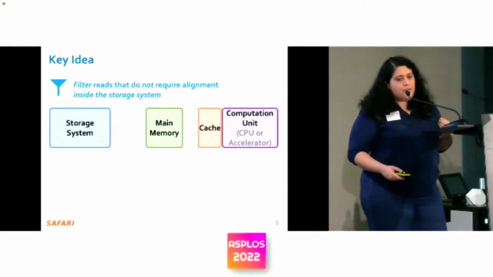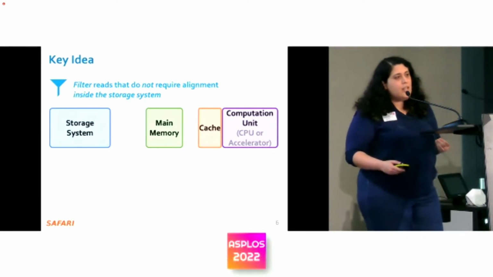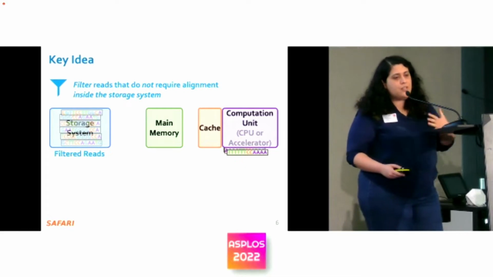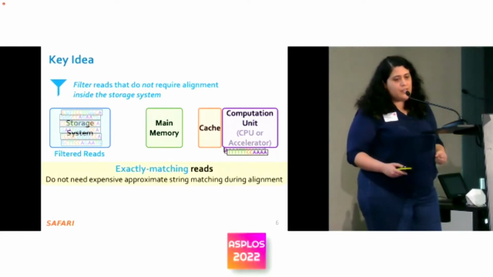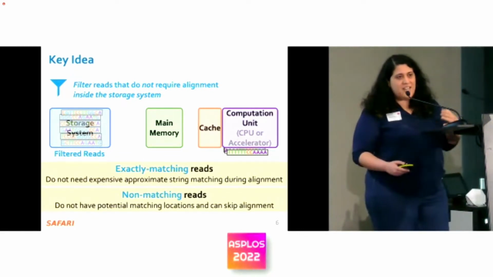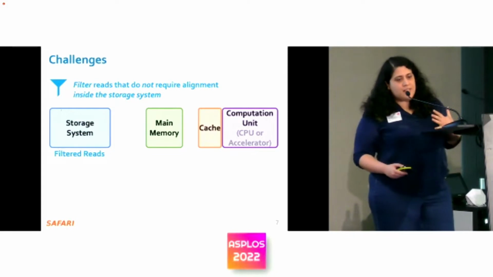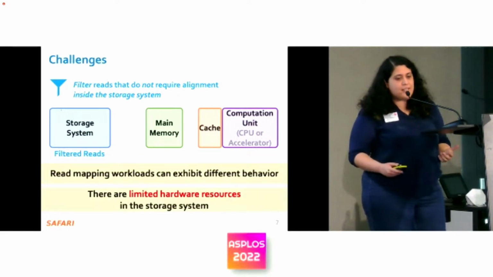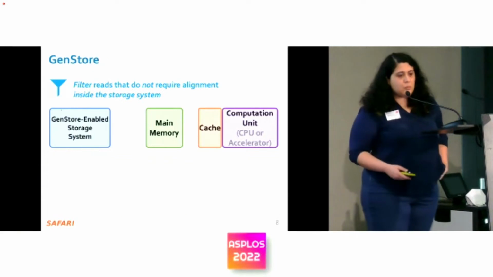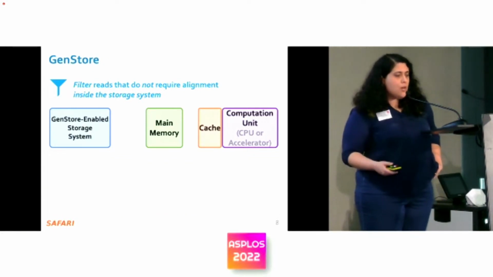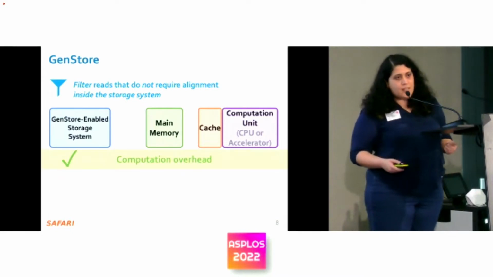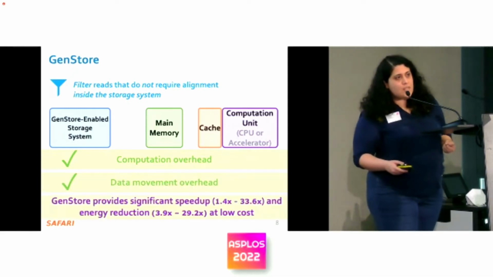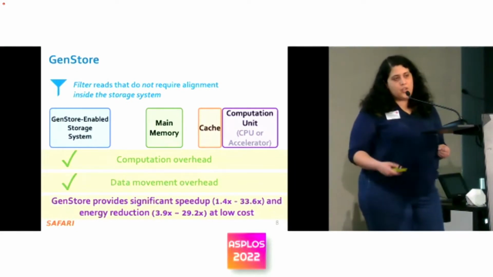Our key idea is to filter reads that do not require expensive alignment computation inside the storage system to fundamentally reduce data movement overhead. Examples of such reads would be exactly matching reads or reads with no matching location in the reference genome that can skip the alignment. However, filtering reads in the SSD can be challenging because of various read mapping behavior across different genomic datasets and the limited hardware resources in the SSD. By addressing these challenges, we introduced GenStore, which is the first in-storage processing system for genome sequence analysis that addresses both computation and data movement overhead. Our analysis shows that it provides significant performance and energy benefits compared to state-of-the-art hardware and software baselines.